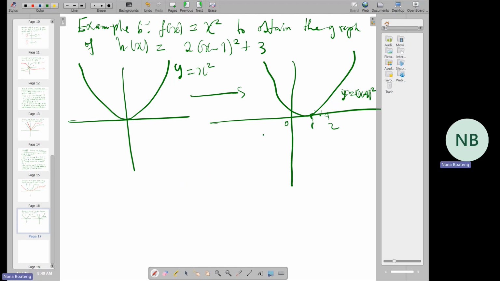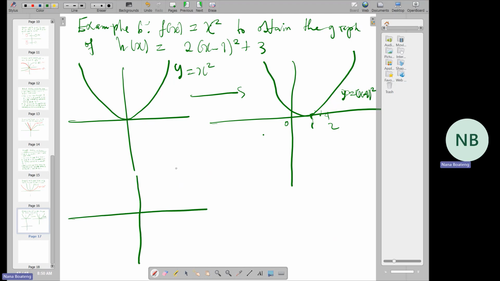Just a horizontal shift 1 unit to the right. So we get this. And the next one is being multiplied by 2.